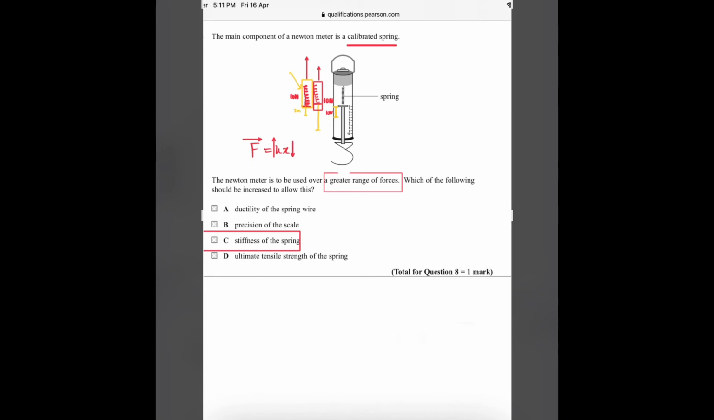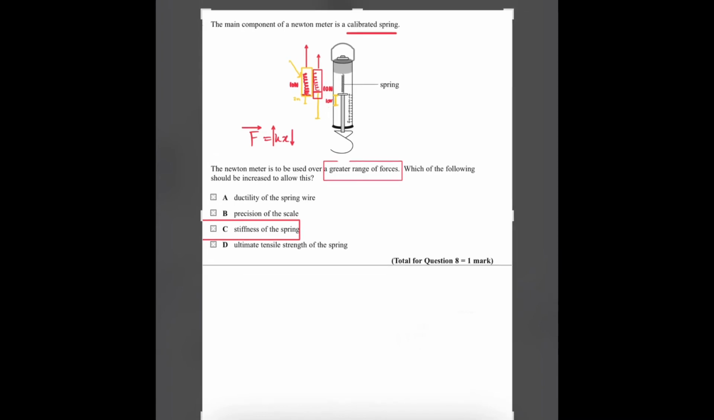D, the ultimate tensile strength of the spring. This basically says that, for example, a spring breaks after 100 Newtons, but another spring breaks after applying 200 Newtons. So the second spring has a higher ultimate tensile strength, but this does not affect the calibrated range, since we need to calibrate this range. So part D is also not correct.